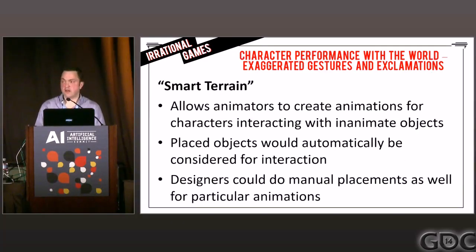Internally, we had a technology we called Smart Terrain that would allow animators to create animations where a character could interact with an inanimate object. When the object was placed in a level, it automatically would be considered for usage by Elizabeth without having to do any manual setup. However, the designers could also place Smart Terrain manually, like if they wanted Elizabeth to ponder a particular object in the world from a particular vantage point.